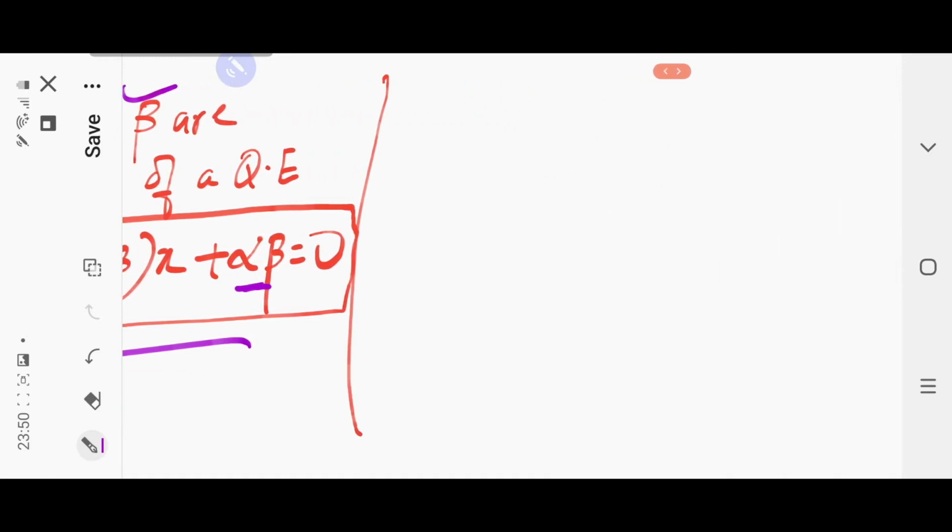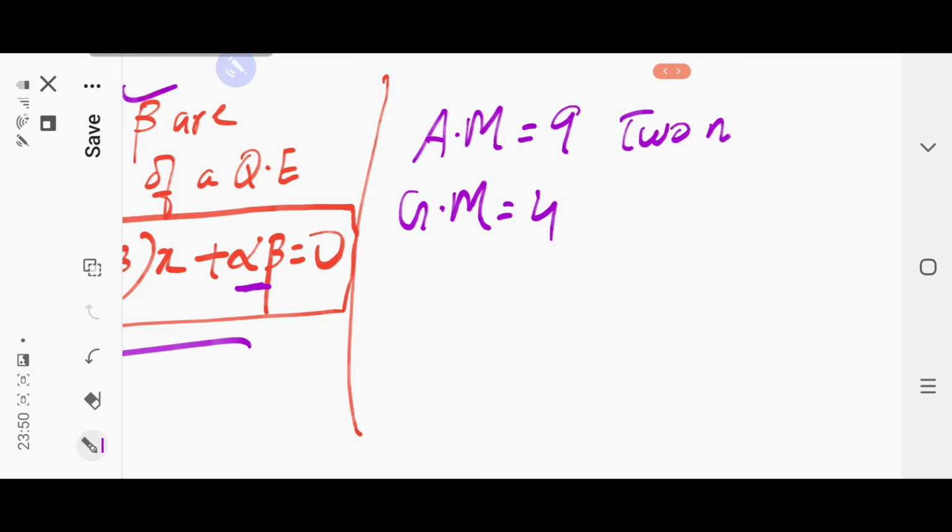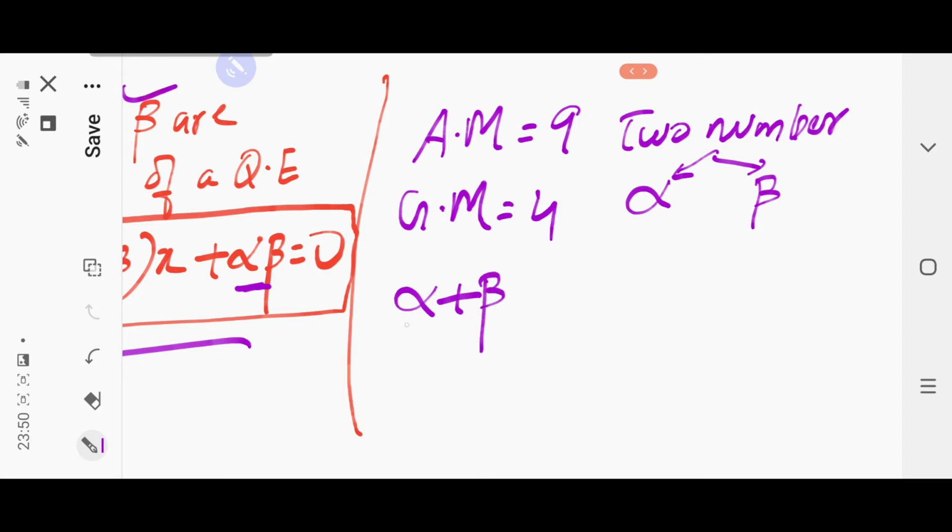Okay. Going to the question, it is given that the arithmetic mean is 9 and the geometric mean is 4. You are taking two numbers. You can name them alpha and beta itself. The two numbers are alpha and beta. Then what is the arithmetic mean? Alpha plus beta divided by 2 is given as 9.